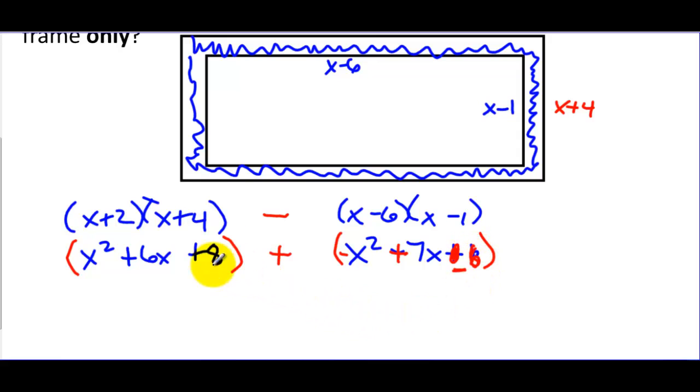Okay. So now I'm going to go through and combine. I see x squared plus negative x squared. That's 0x squared, which cancels out. 6x plus 7x, well, that's 13x. And then 8 plus negative 6, well, that's going to be a 2. Right? So I'm going to say this expression, 13x plus 2, represents the area of the shaded region.